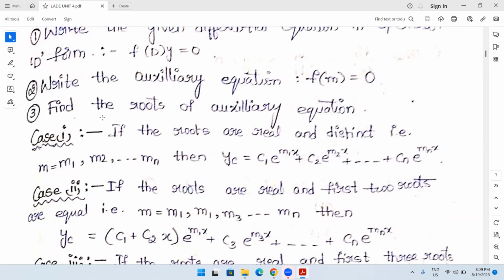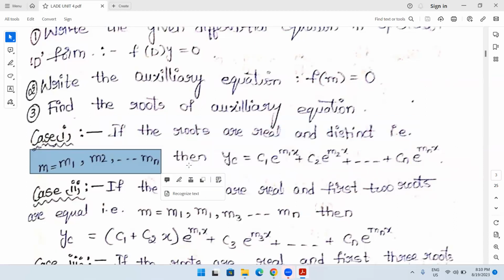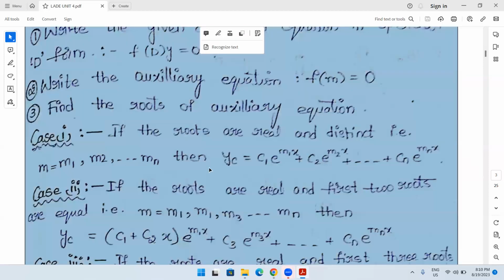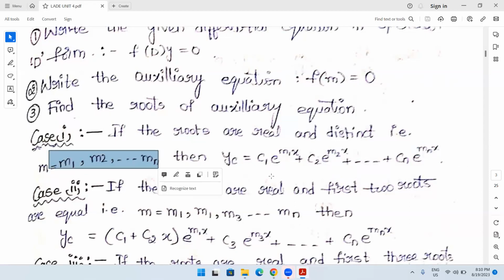Let us see about the first case. If the roots are real and distinct, that is m is equal to m1, m2, so on up to mn, all are real and distinct. Real means positive or negative, only integers. Then yc can be written as yc is equal to c1 e power m1x plus c2 e power m2x, and so on up to cn e power mnx. The c's are arbitrary constants. So we just write the roots m1, m2, so on up to mn in the powers of the exponential function. That's very simple. We can write it.